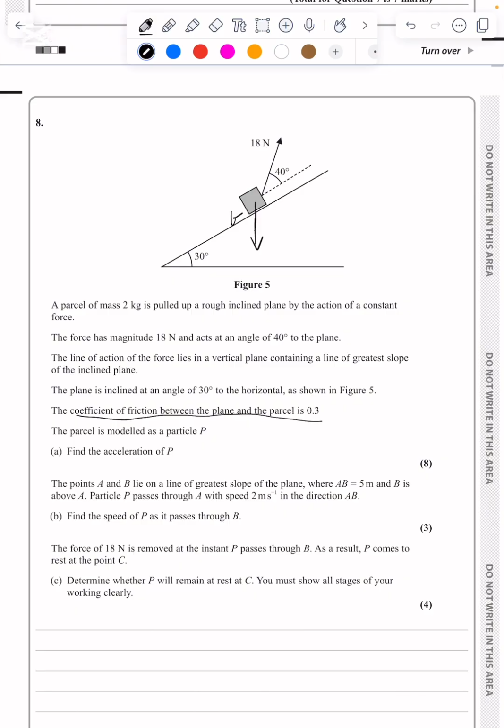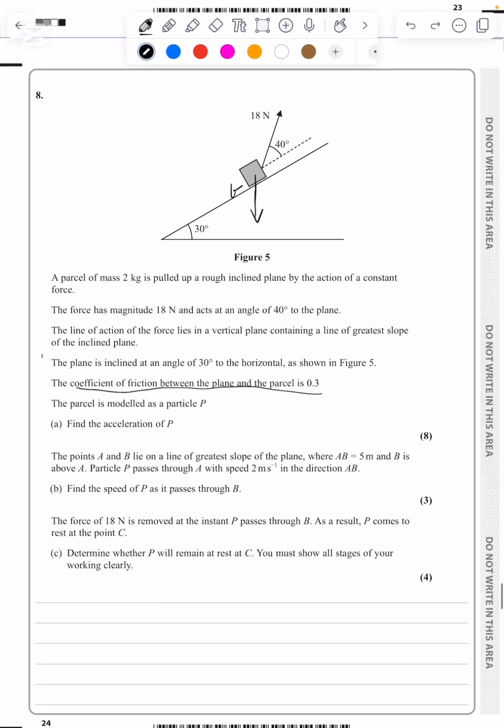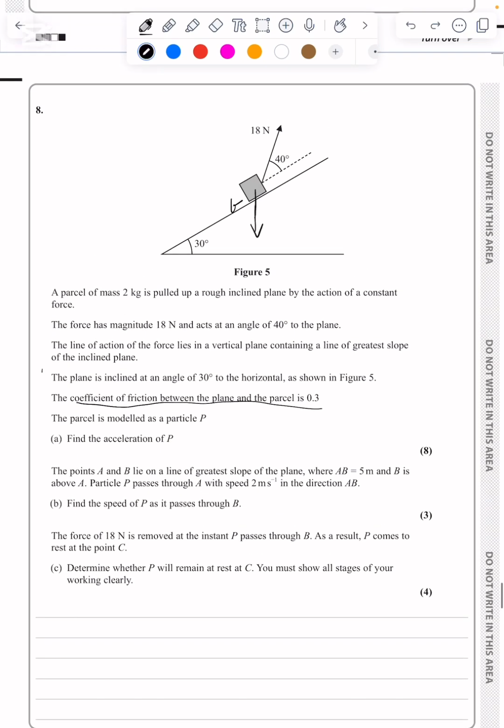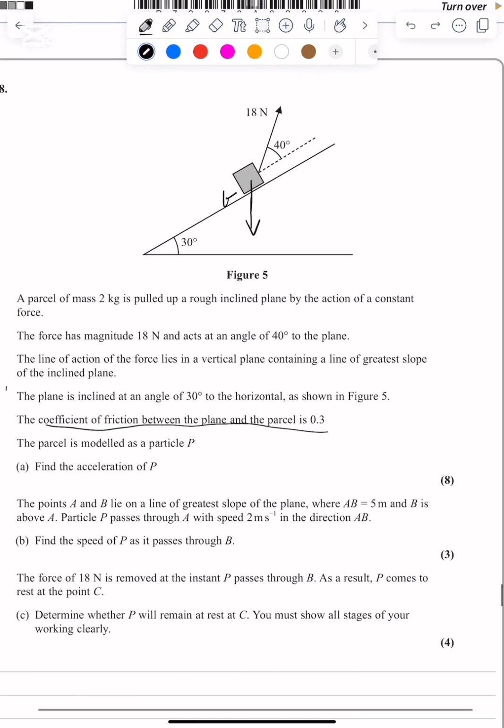Wait, what does this line mean? The line of action of the force lies in a vertical plane containing a line of greatest slope of the... What does that even mean? Okay, let's just ignore that. Okay, it's fine.